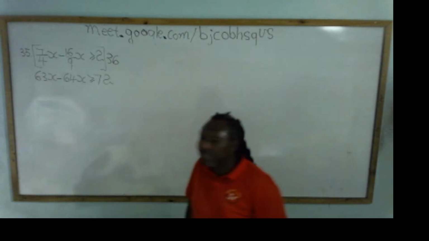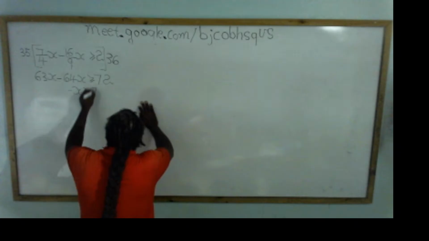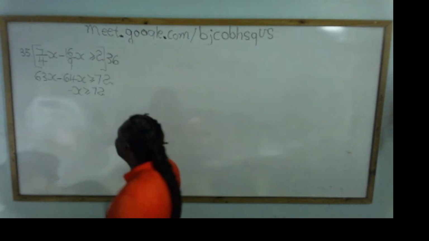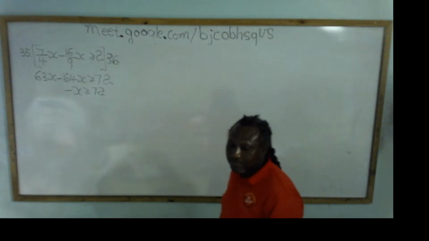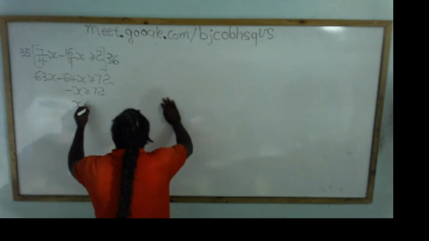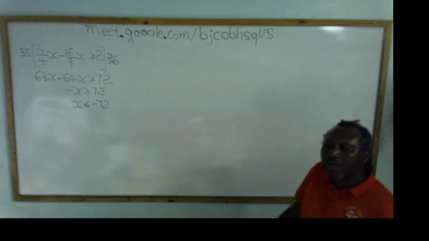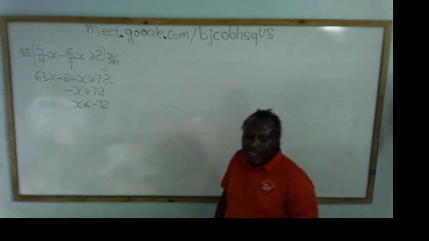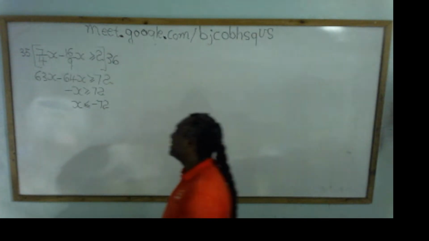63x minus 64x will give us a negative x greater than or equal to 72. Of course, in order to make x the subject of the formula or to find the value of x, as in the case of solving an equation, which we are doing now, what do we say? X is less than or equal to negative 72. Why? Because since it's just a coefficient of 1, whether we divide by negative 1 or multiply by negative 1, the result is going to be the same. It's just that when we multiply or divide an inequality by a negative number, the inequality sign will change. As we have it right there.